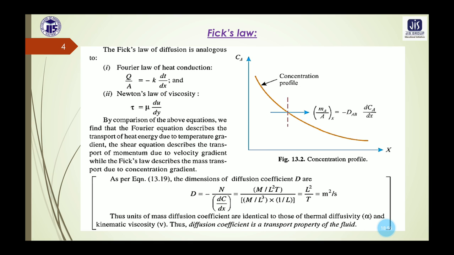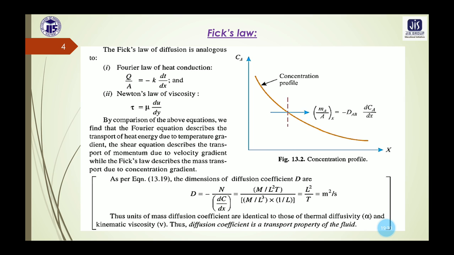Now, this diffusion coefficient that we have seen earlier, how to find the dimension for this diffusion coefficient? The unit we have seen is meter square per second, which is similar to the kinematic viscosity. Now how to find the dimension for this diffusion coefficient? So from the formula, capital D equals minus N by dC/dx. From the dimensional analysis, we can find the unit for this diffusion coefficient.